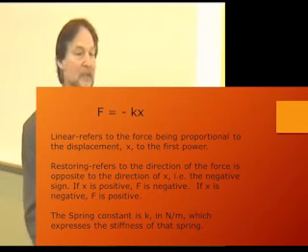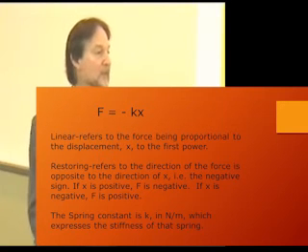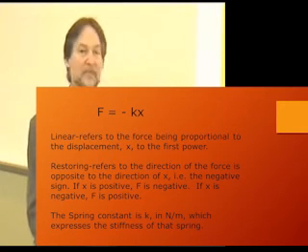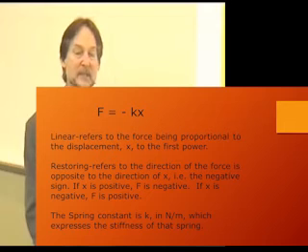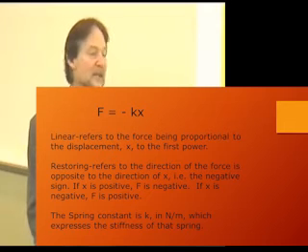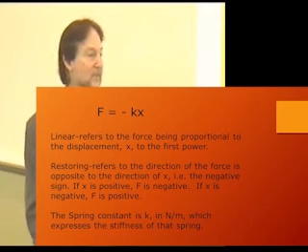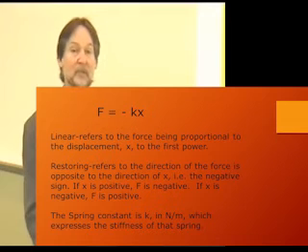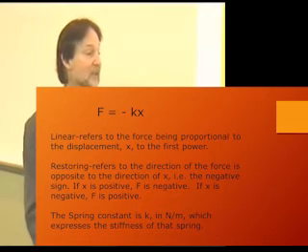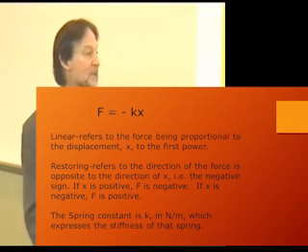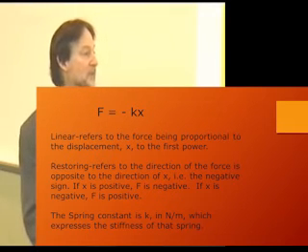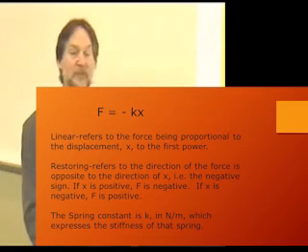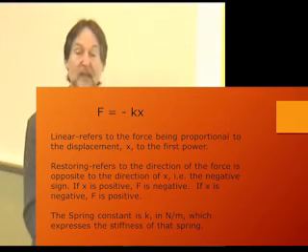So this is Hooke's law: linear because it's x to the first power, restoring because the negative sign is in the opposite direction of displacement. This says if you move me to the right, I will exert a force on you to bring myself back to the left, and vice versa. So simple harmonic motion simply refers to a linear restoring force acting on the object.